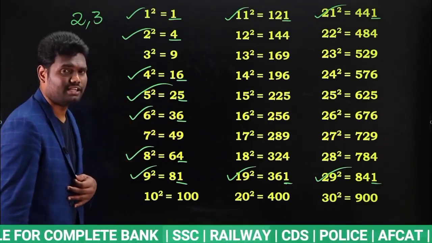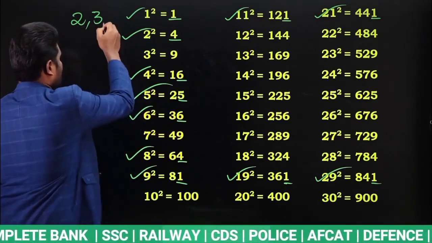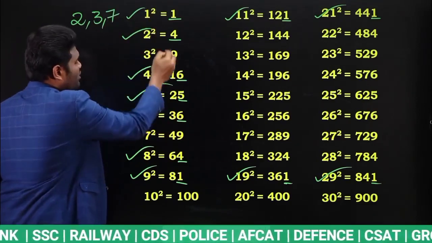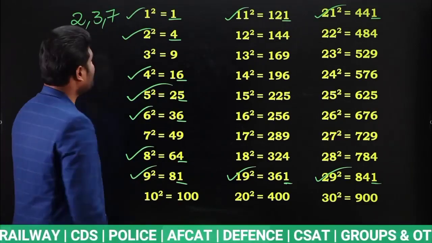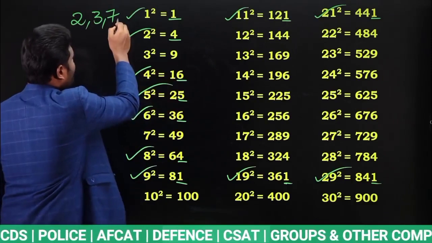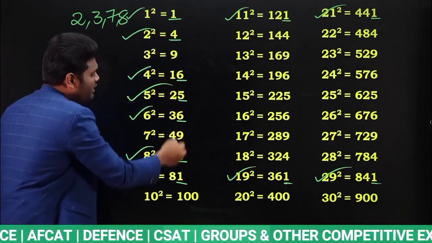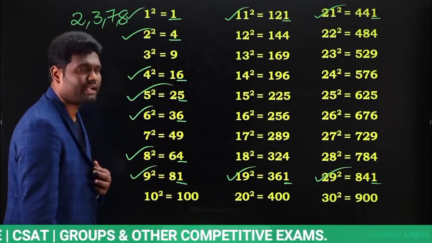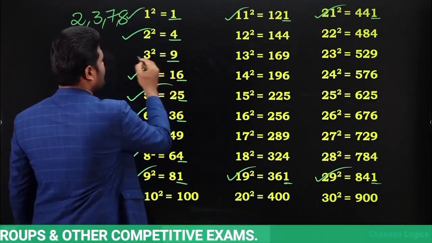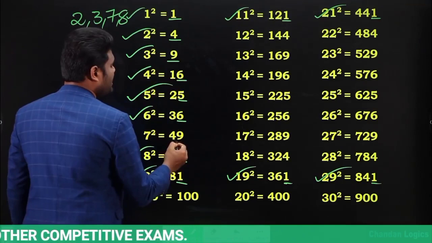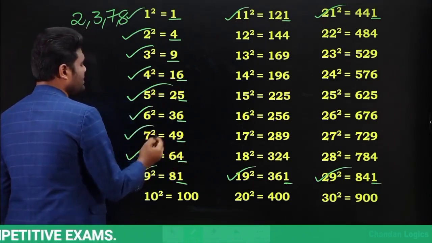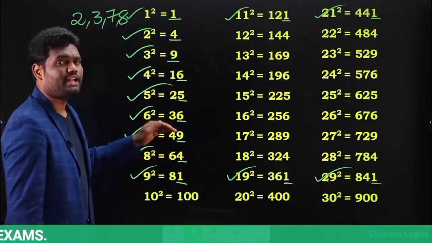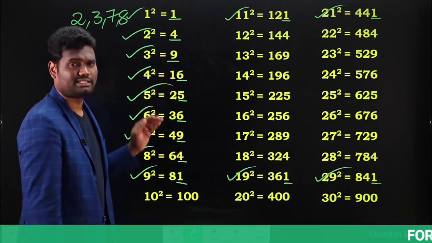Next, 7 as last digit. You will not get 7 as last digit. Yes or no? If you want, you can check. Similarly, 8 also, you will not get 8 as last digit. Check, if you want. 9 you will get. Where do you get 9? You are getting 9 as last digit at 3. Yes. Similarly, you are getting 9 as last digit at 7. Yes or no? 9 you are going to get at 3 and 7.